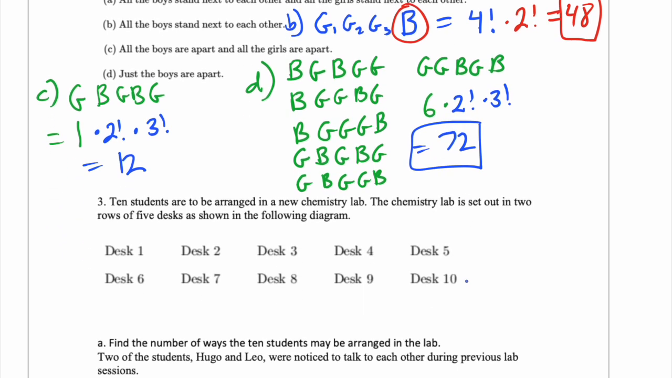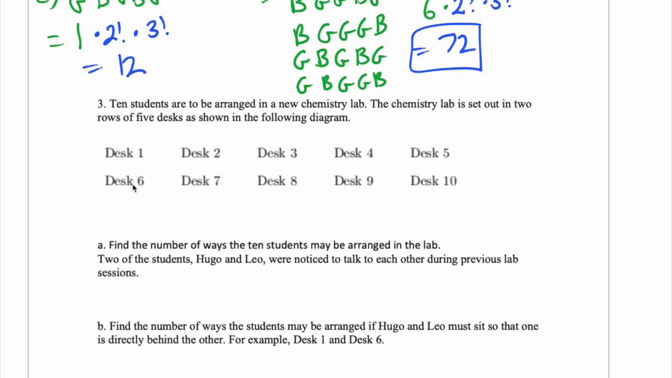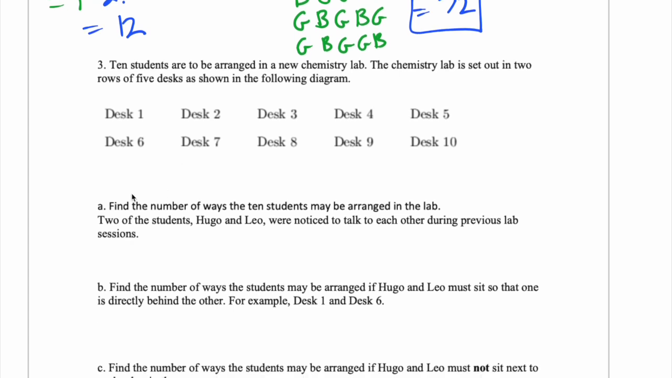Okay, let's look at the next example. This is a seating arrangement of 10 desks. Sorry, there's a bit of a typo here. This is meant to go down here next to B. Find the number of ways 10 students can be arranged in this lab. So this is the same as the number of ways 10 students could line up in a row. There's 10 possibilities to put a student at desk 1, 9 here, 8, and so on. So this is just 10 factorial, which is a huge number.